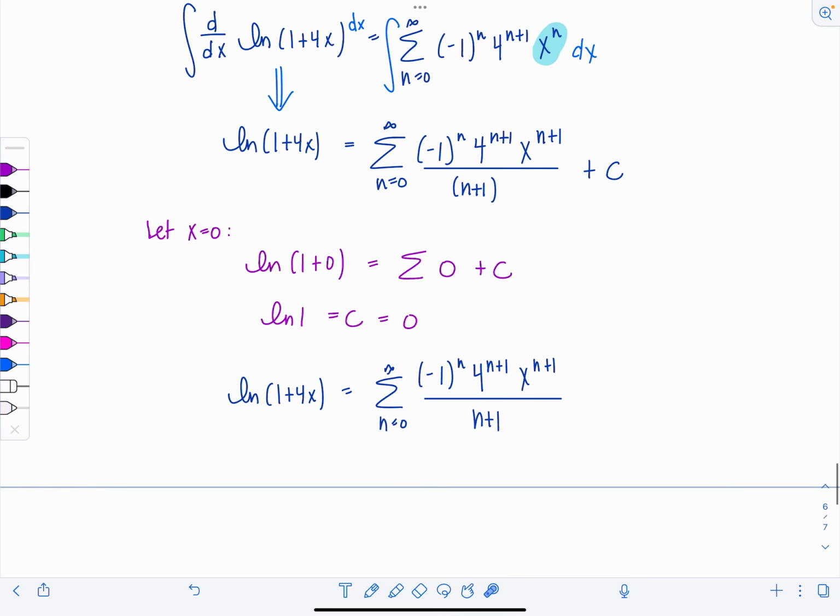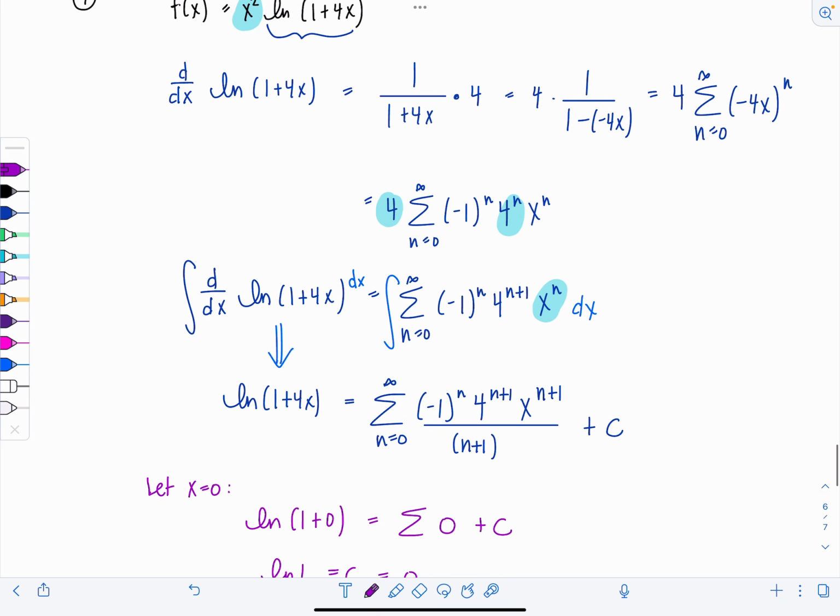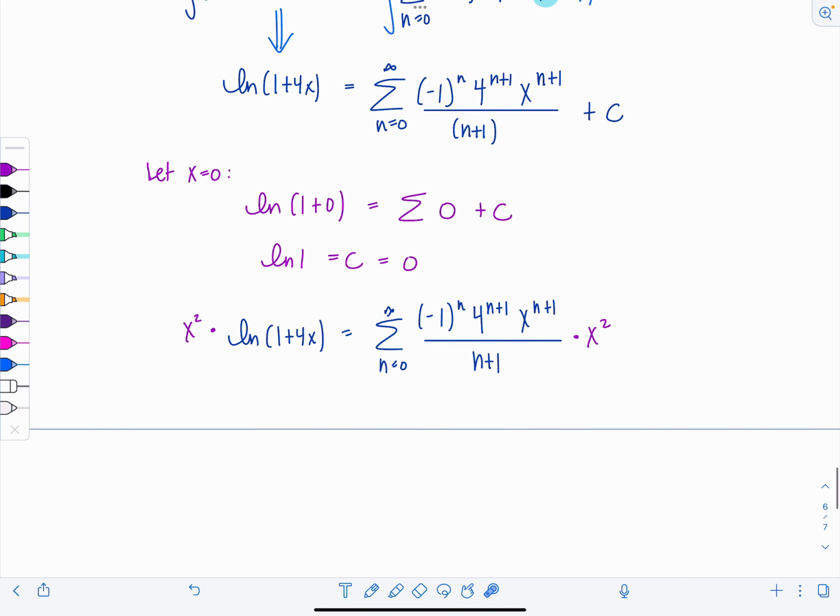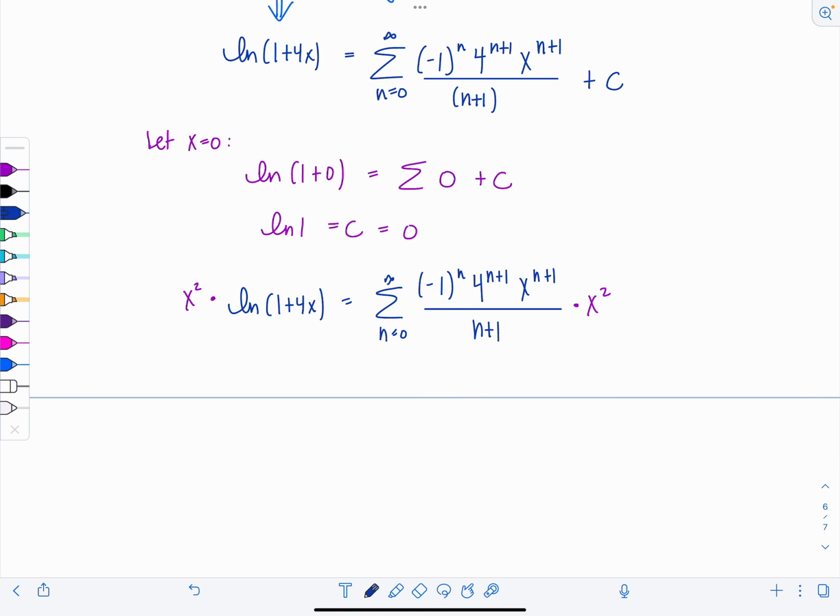So I'm just going to go ahead and multiply both sides now by x squared. One mistake I saw a lot of my students do yesterday was they wanted to put it in too early. I think it just makes it more confusing. I would wait until the very end to multiply by extra stuff. So then we have x squared ln(1 + 4x) equals the sum, n equals 0 to infinity, (-1)^n times 4^(n+1) times x^(n+3), over n + 1.